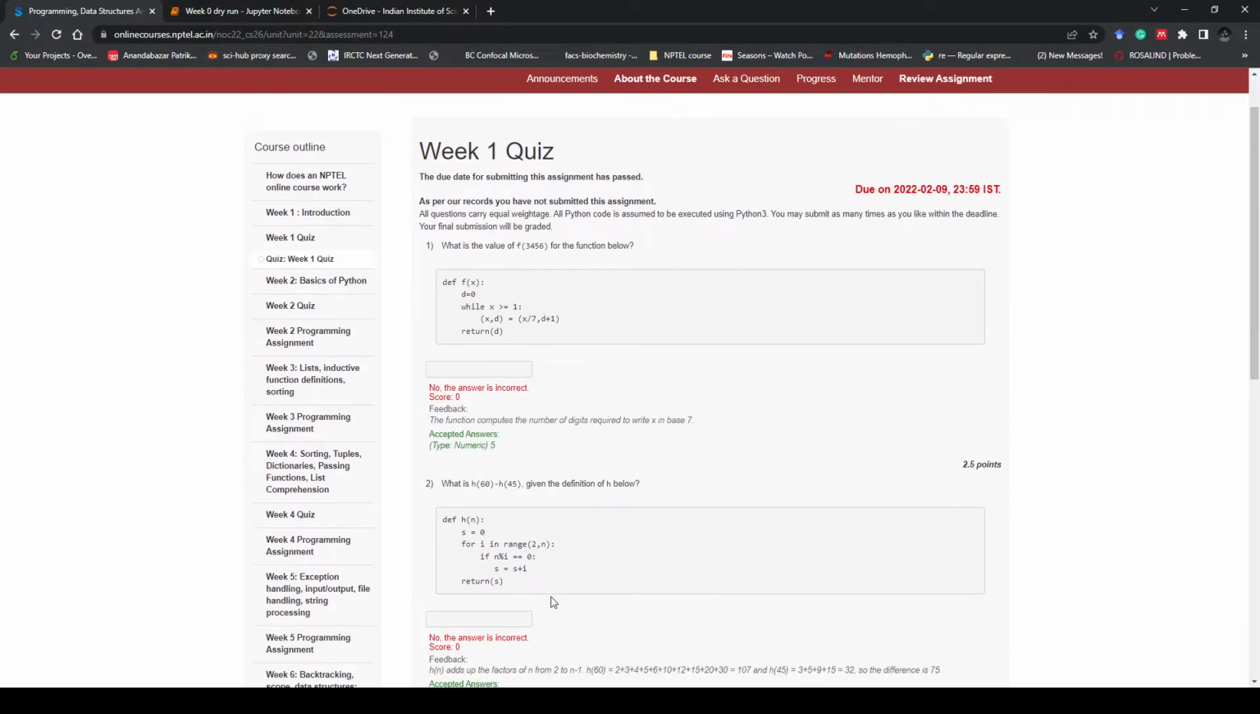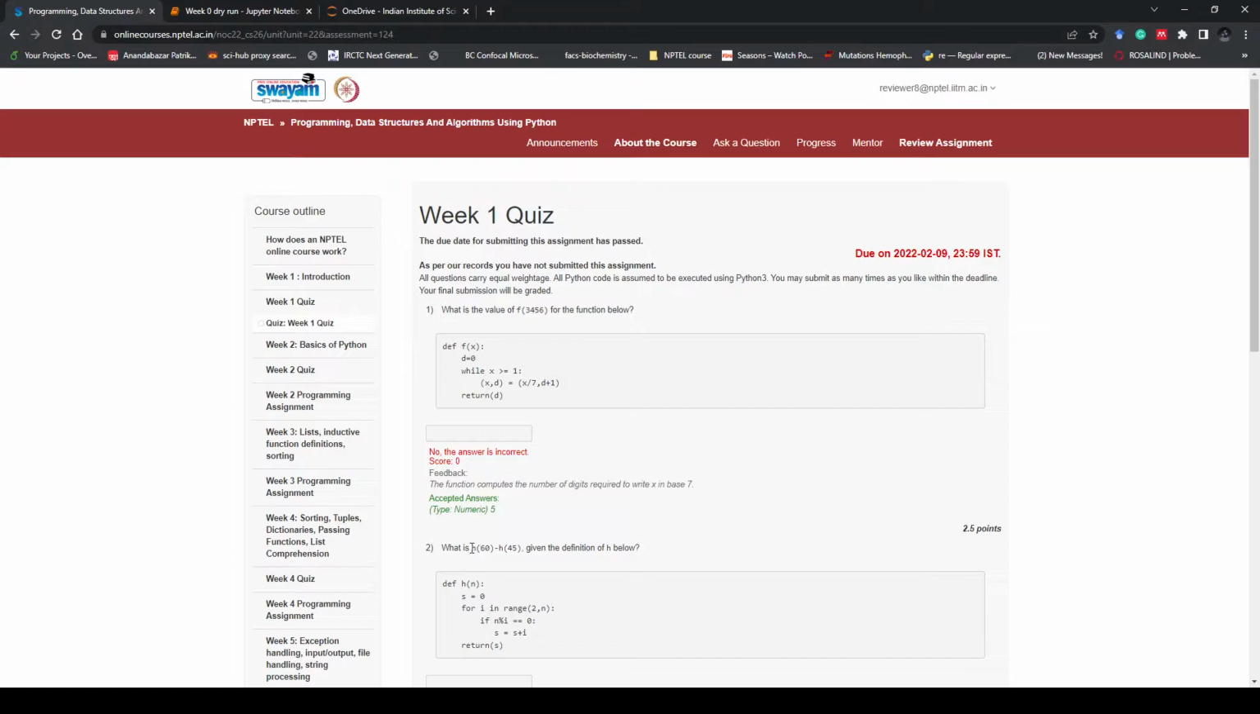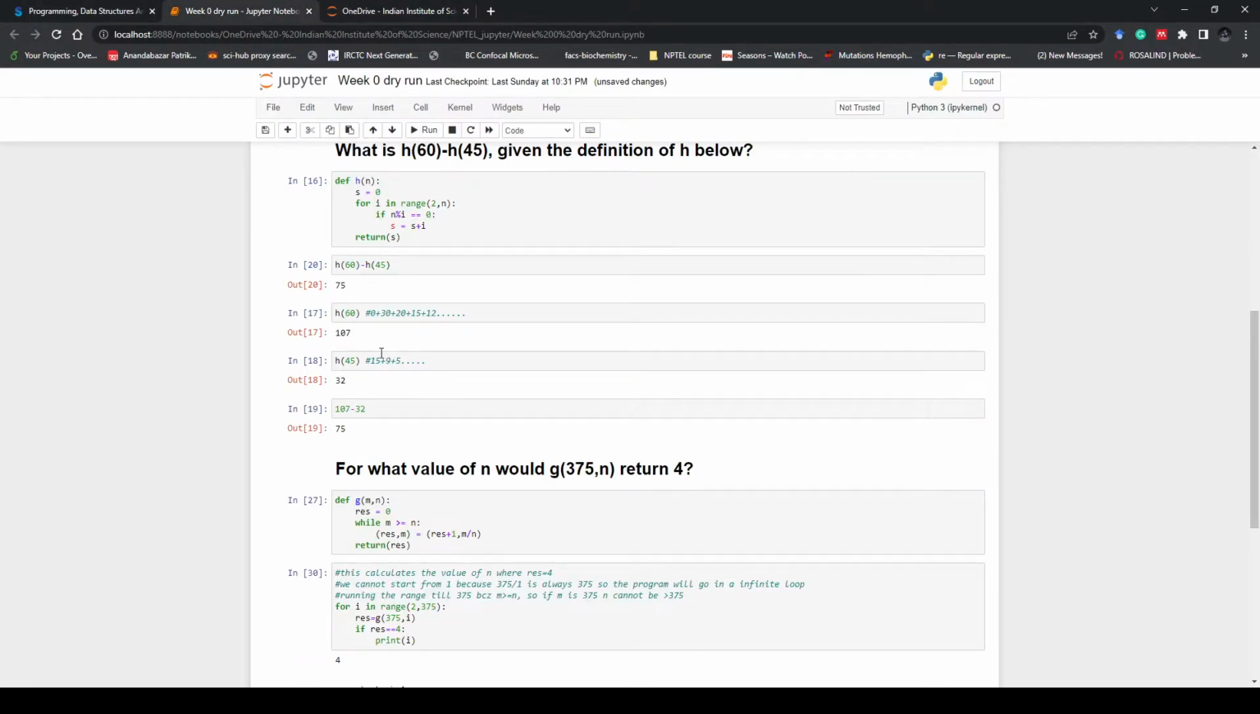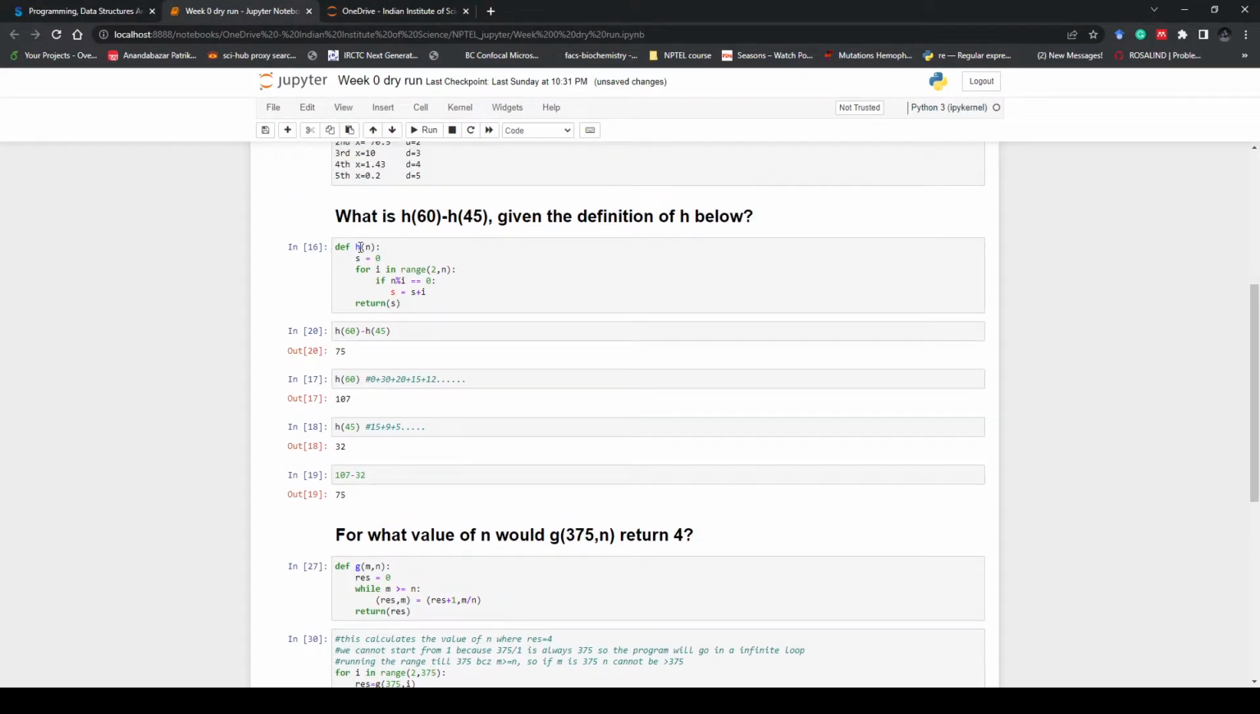In the next question we have to calculate h(60) minus h(45). The function is like this, and let's see what the function is saying. This is the hn function. At first s is equal to 0, then for i in range(2, n), I will start from 2 and go up to the n number, whichever number I am giving here. It will actually go till 59, by the way.